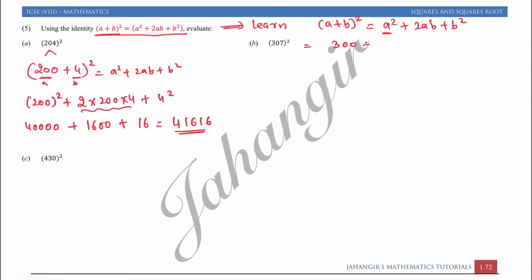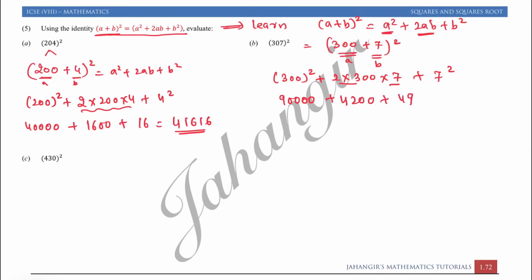So here I can write 300 plus 7 whole square. Again, this part is a, this part is b. Just substitute. First what is there, a square. So that is 300 square. See, a square. Then 2 into a is 300, b is 7, plus 7 square. This will give you 90000, plus 3 2s are 6, 6 7s are 4200, plus 49. So adding all of them you will get 94249. This is the final answer.